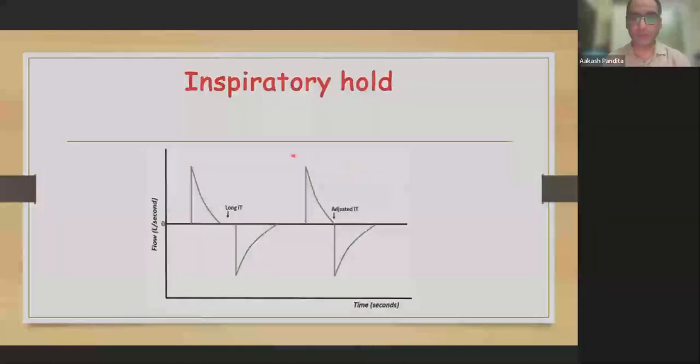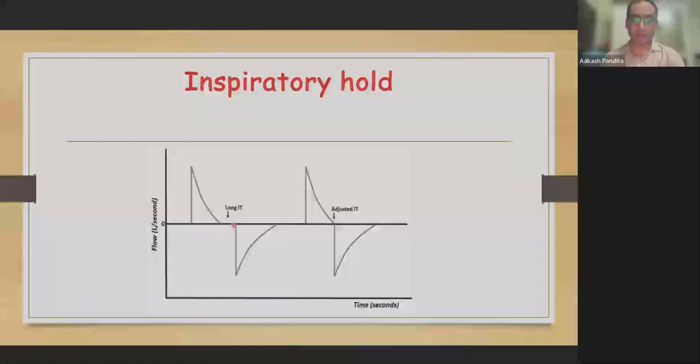Similarly, with this graph, we can also detect whether the Ti is prolonged or not. As we said, once the pressures between the circuit and the alveoli are equilibrated, that is they become equal, it's called zero flow. So there is a zone of zero flow. And as you can see, although the pressures are already reached, because we have set a long Ti, the patient has to spend this much extra time with those high pressures because of the long Ti.